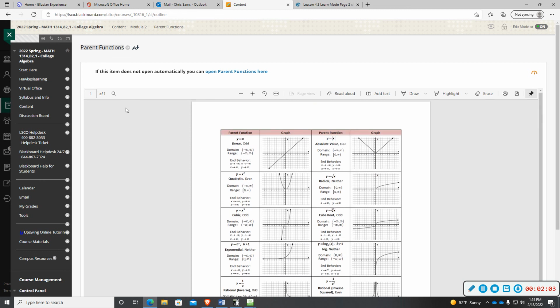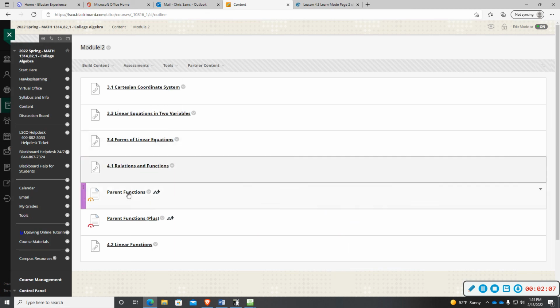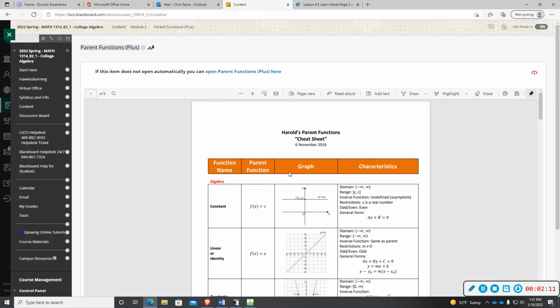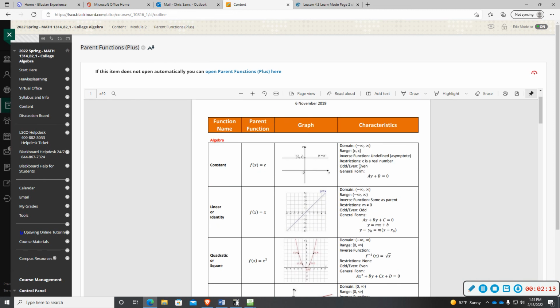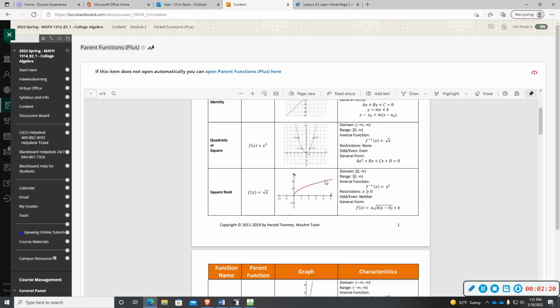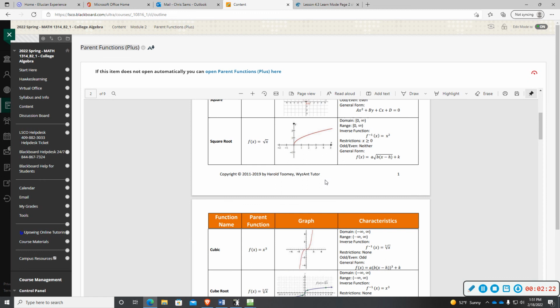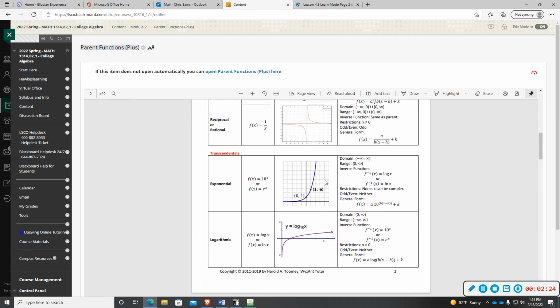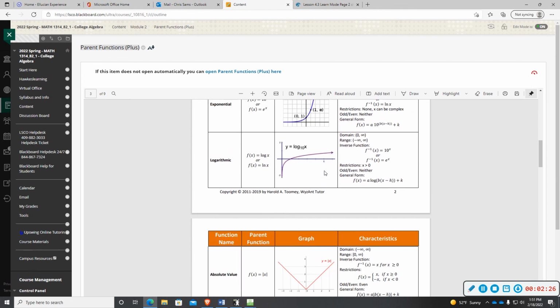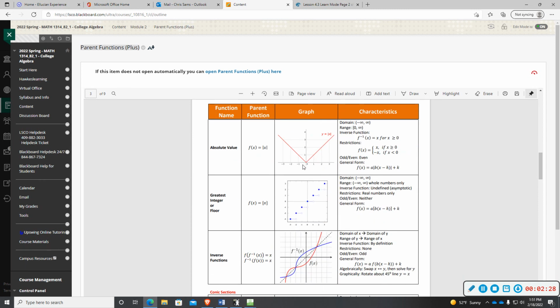So this is one of the ones that I have attached. And then if I go back, there's a parent function plus that I like this one because it's in color and it gives you just a few more characteristics about the parent function graphs. Now this one has a lot more than what we will cover in college algebra. So like the first 2 pages, I think, are basically what we're going to look at. Maybe this first and second one. I don't think we're going to be doing step function, but absolute value we'll probably see.